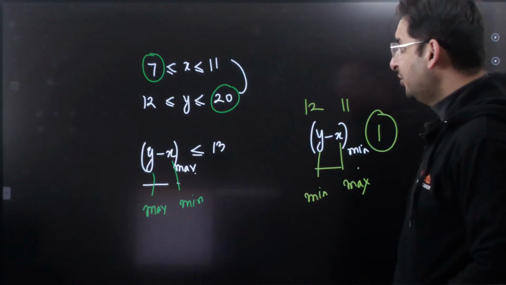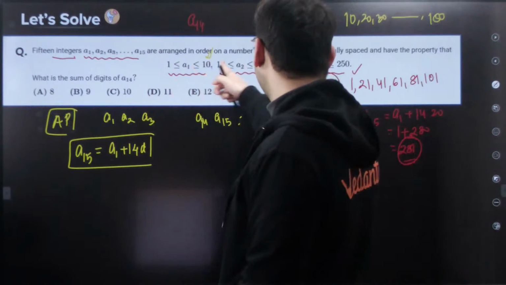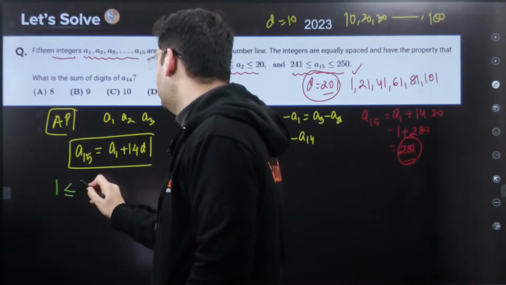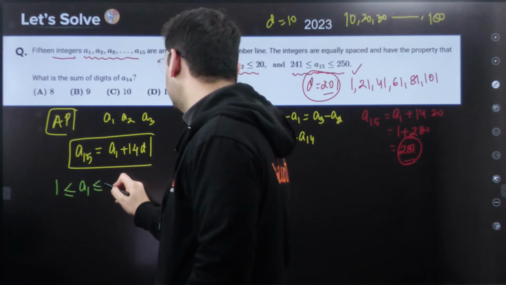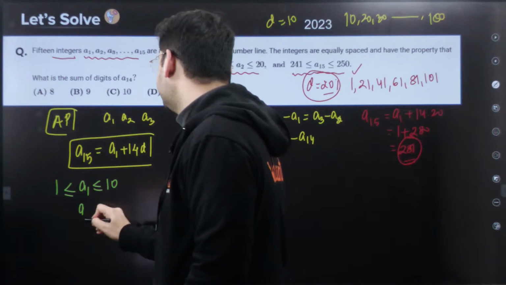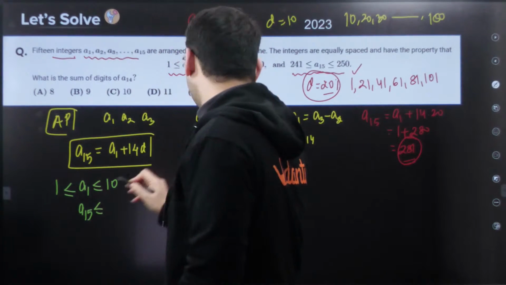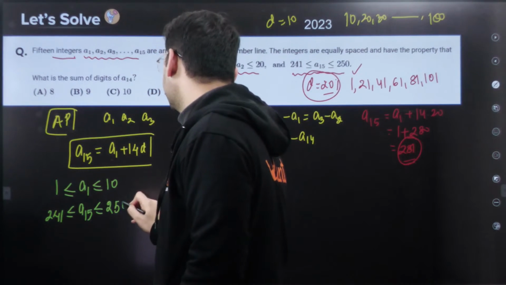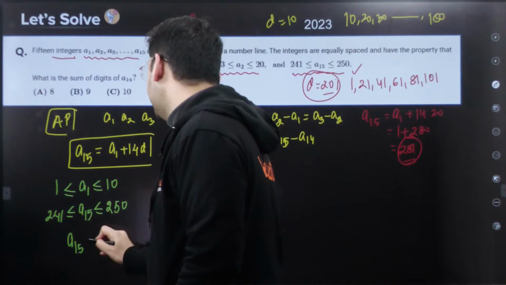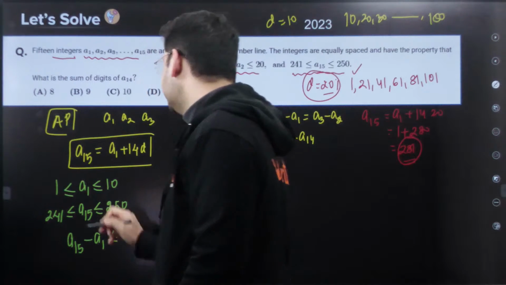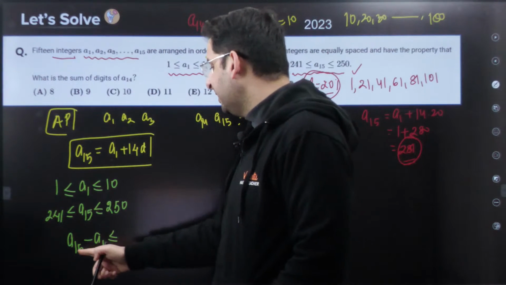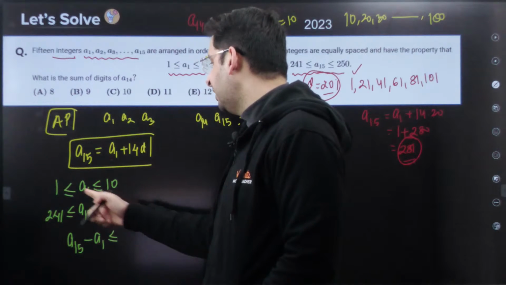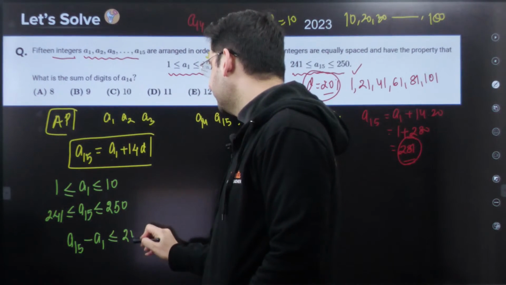Got it? So यहां पर A1 की रेंज दी हुई है, A15 की रेंज दी हुई है. So we know the range of A1, that is 1 less than equal to A1 less than equal to 10, and A15 is 241 से 250. So A15 minus A1 का रेंज बता सकते हो. What is going to be the maximum value? Maximum के लिए A15 250 होगा और A1 minimum 1 होगा तो 249.